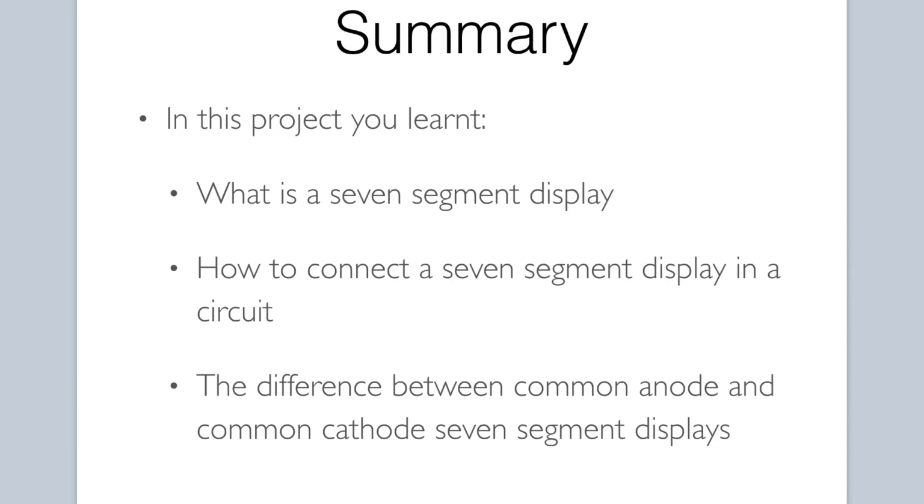To summarize, in this project, you learned about the details of the pinouts of a 7-segment display. You also learned how to wire up a 7-segment display in a circuit. You should now be clear about the difference between a common anode and common cathode configuration. You can use your digital dice for playing board games with your friends. Let's keep the momentum going and move on to our next project.